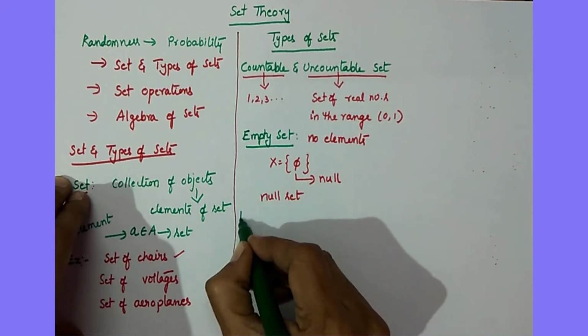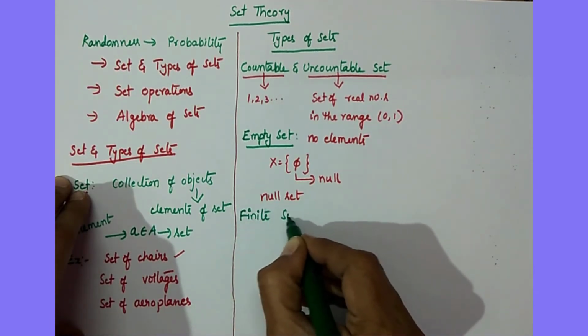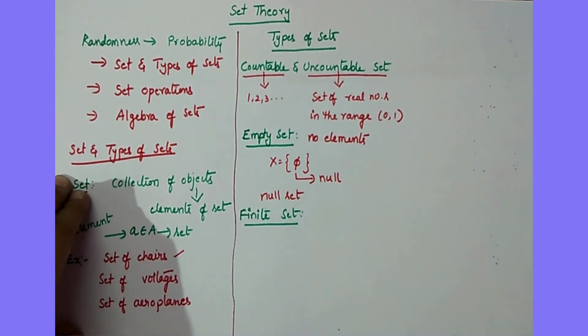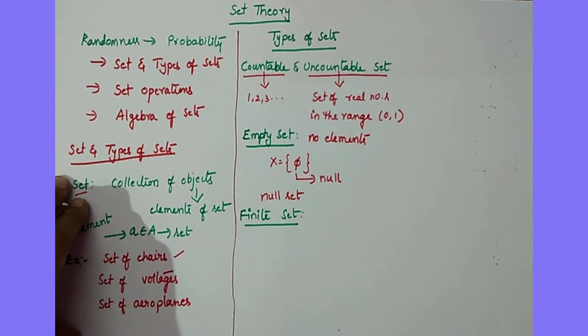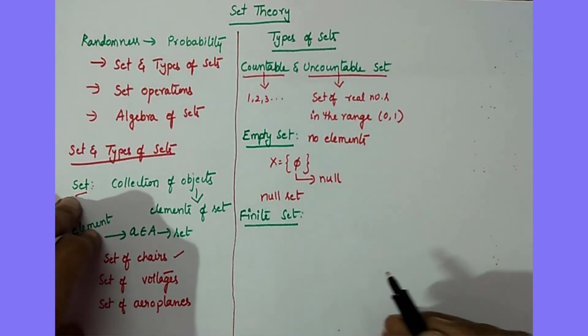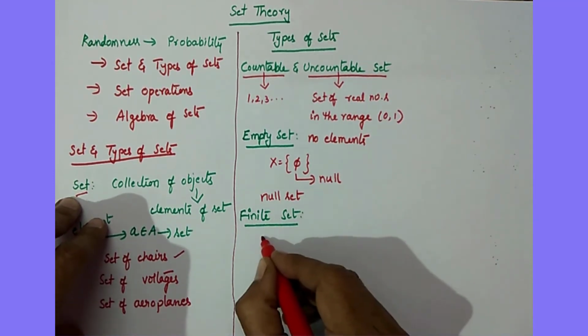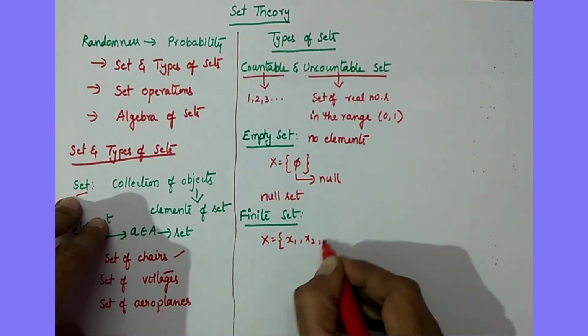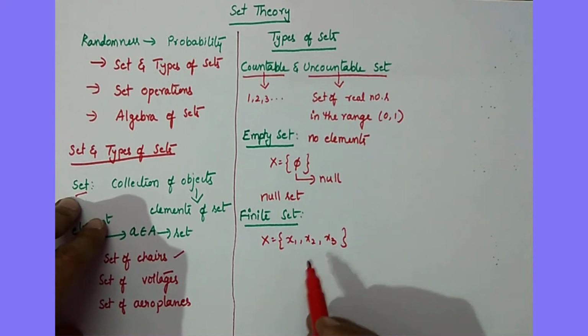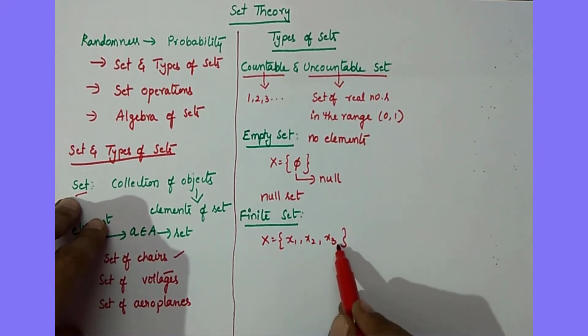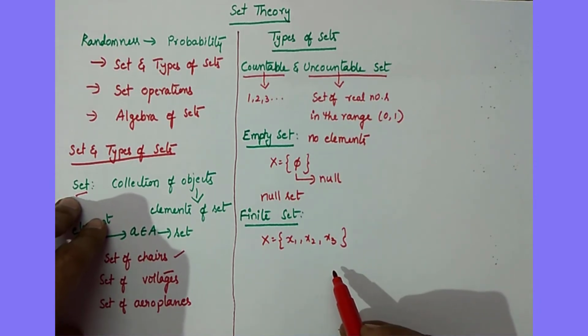The next set is the finite set. A set is said to be finite if, when you are counting the number of elements in that set, the count must terminate. There must be a terminating end for that set. That is called a finite set. Suppose take one example. Take this set. You can count the elements like x1, x2, x3, and at the end the count is terminating. That is called a finite set. The finite set must have a finite number of elements.